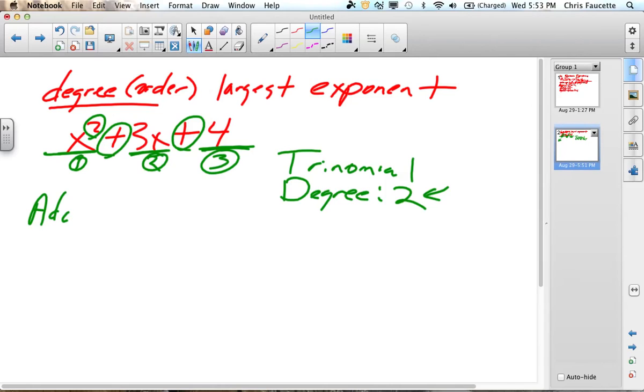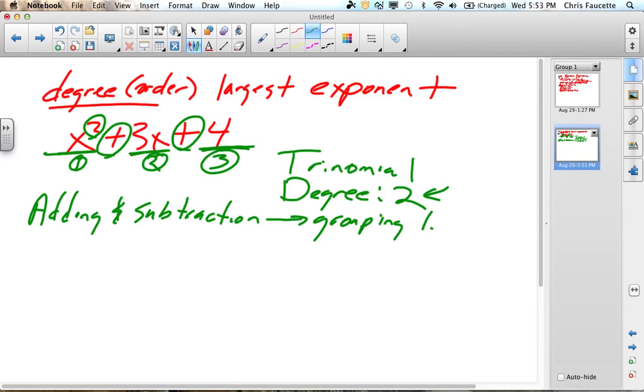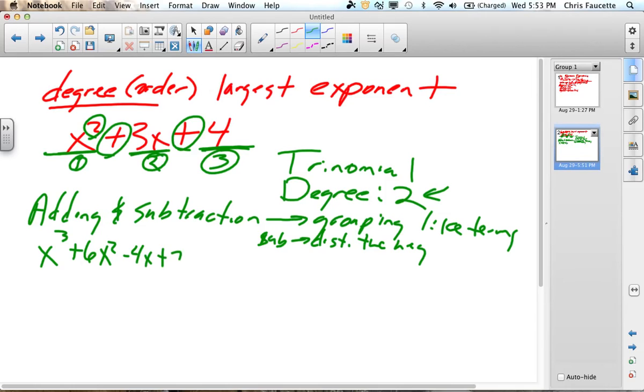Adding and subtracting polynomials. Big deal here is grouping like terms. Okay? And before you do it, remember in subtraction, distribute the negative. Let's take a look at an example here. I'm going to have x cubed plus 6x squared minus 4x plus 7. And I want to subtract 3x squared plus 2x minus 4.